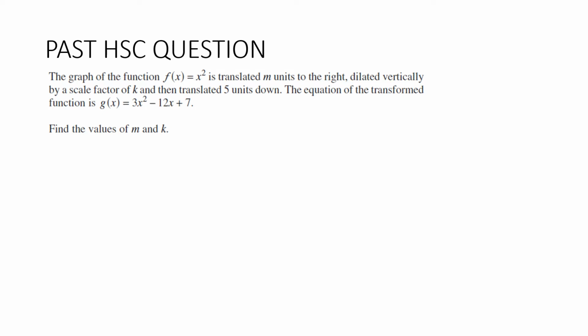So what we're going to do is apply these three transformations to f(x) = x². The first one is a translation of m units to the right, so that means putting the m in with the x in brackets, like this. Then we're going to dilate it vertically, scale factor k, so the k comes here, and then translate it 5 units down, so we're subtracting 5. Now this is g(x). It's equivalent to 3x² - 12x + 7.